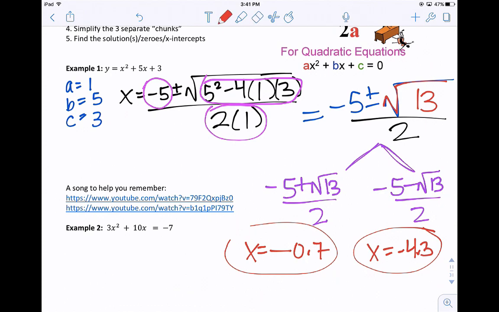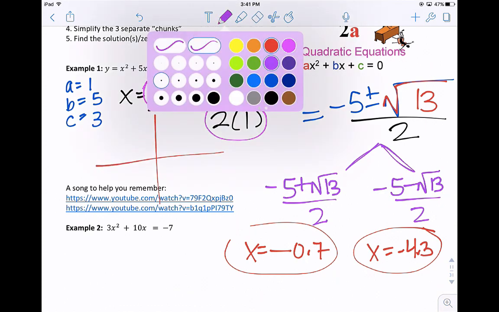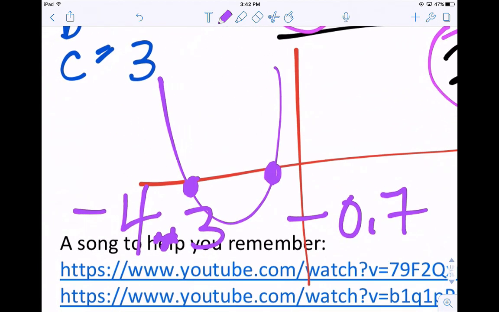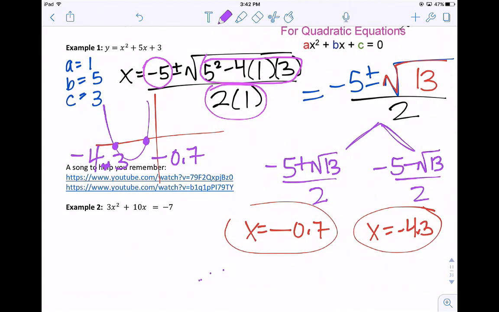Try again. All right, so again, here it is. They're both negative. So one would be at negative 4.3, and the other zero would be at negative 0.7. So again, what we're looking for is where does it cross the x-axis. Okay, next example.